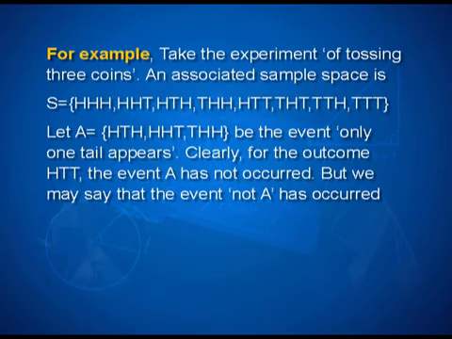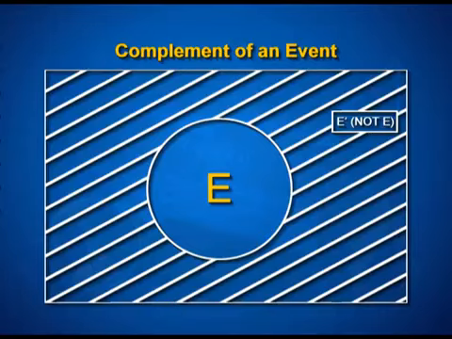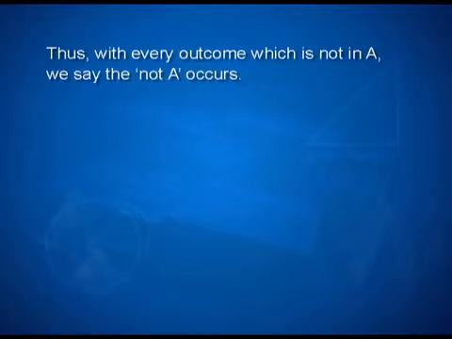Clearly, for the outcome HTT, the event A has not occurred, but we may say that the event not A has occurred. Here you can see the complement of an event. The unshaded portion represents the event E and the shaded portion represents E complement or not E. Thus, with every outcome which is not in A, we say that not A occurs.